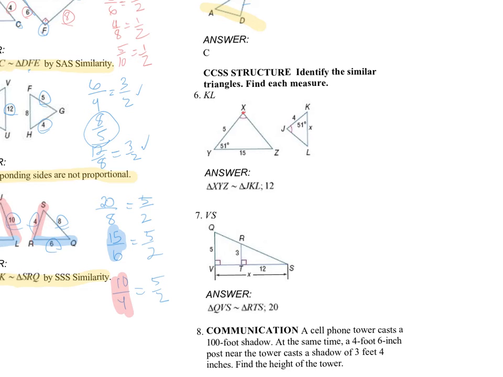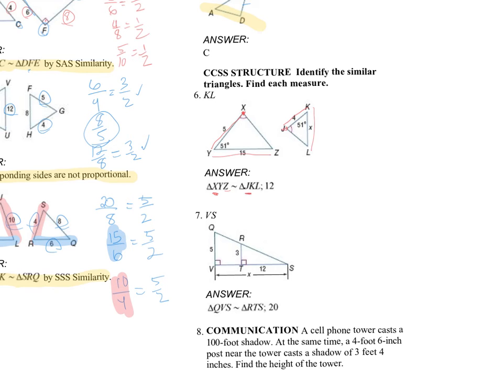So starting with X would mean that over here we were going to start with J. And then if we went to Y in this one, to the angle that's 51, then we would have to go to K in this one, and then fall over to Z and fall over to L. So that's how we can pick up the naming of the similar triangles.